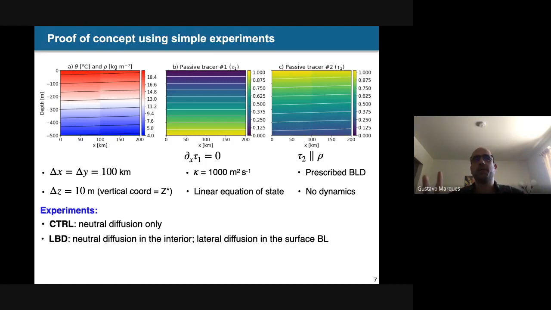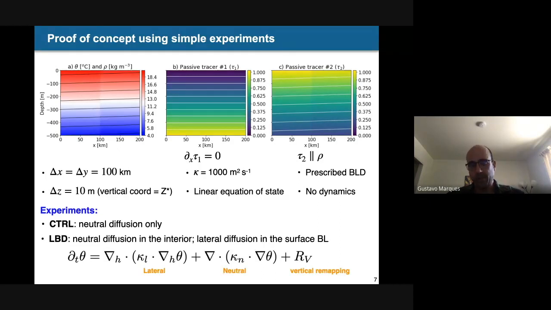And then I have two experiments. The first one is the control, where the neutral diffusion is applied everywhere. And the second one is lateral boundary diffusion, which I call LBD, where neutral diffusion happens in the interior, and then lateral diffusion happens in the surface boundary layer. If you look at the tracer tendency, again, I turn off horizontal advection and I turn off vertical mixing. So the only terms impacting the tendency are the lateral diffusion, the neutral diffusion, and the vertical remapping.